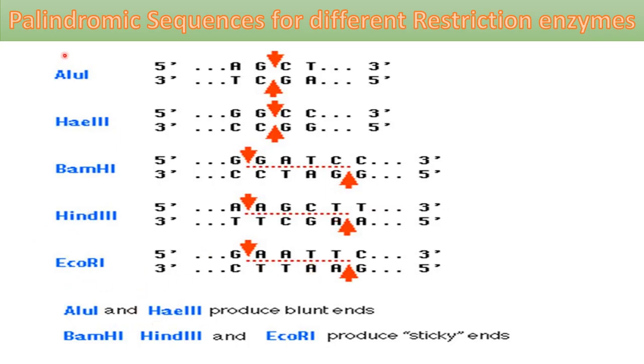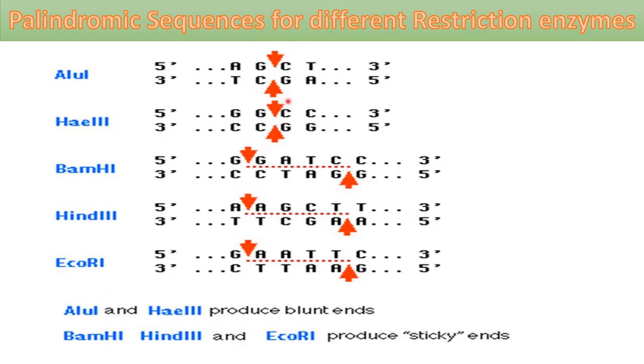Now you can see these two enzymes, AluI and HaeIII. These two enzymes produce blunt ends. Blunt ends, like you can see, have no overhanging structure. Both strands of DNA are cut at the same site by these two enzymes, AluI and also HaeIII. So these overhanging structures will not be there. That's why the two fragments of DNA formed will have blunt ends. That's why we say that these enzymes produce blunt ends.